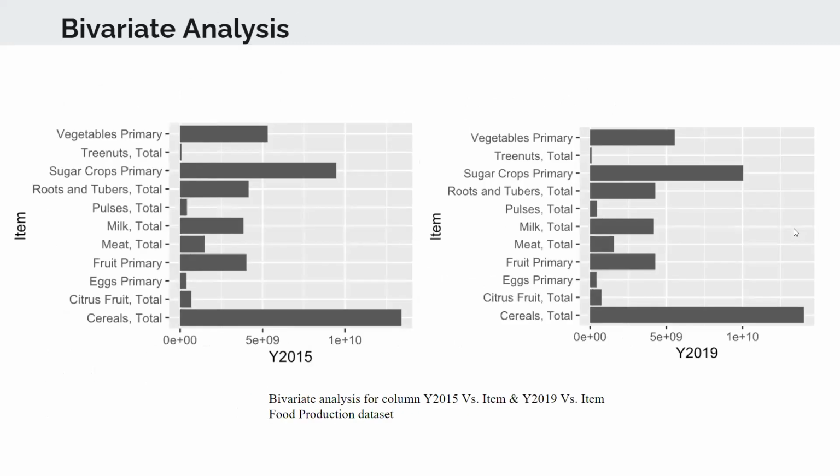Next slide, please. So we perform bivariate analysis on 2 columns. It is usually done to know the relationship between the 2 columns. So here we perform it for items and the year. We could see that cereal production was more in the year 2015 compared to the other food item production. And if we compare the year 2015 and 2019, we could see that, for example, sugar crops production was less in 2015 compared to 2019.